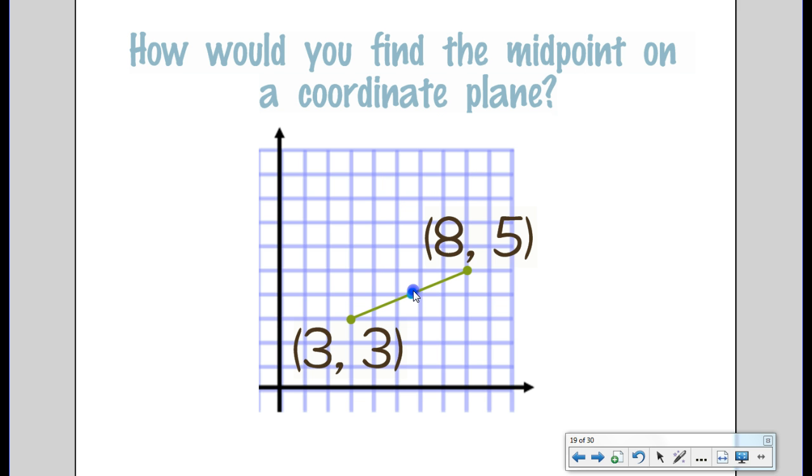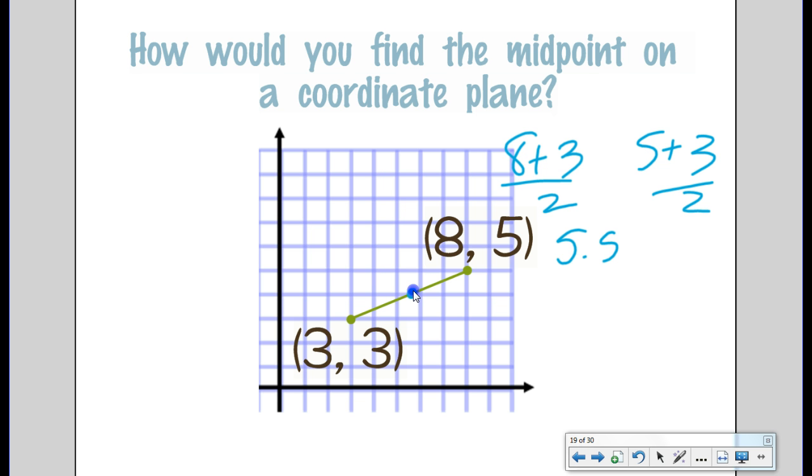You add the x's? You add the x's plus the y's? So 8 plus 3, and then 5 plus 3. And that's my answer? Oh, I do need to divide by 2, right? Divide by 2, and what's my answer? 4 and 4. So what's my answer? 5.5.